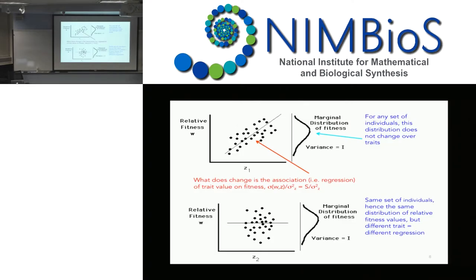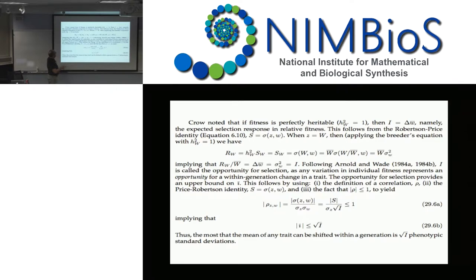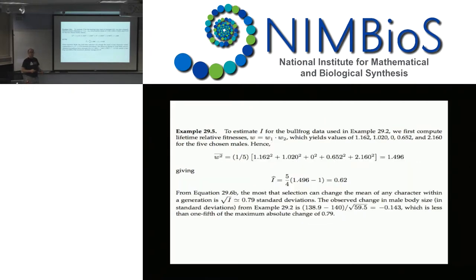So one more thing, and I'll see, oh, yeah, question? Opportunity for selection on fitness? Sure, so basically, for any trait, it bounds it. So the most fitness can change, that's Crow's definition. So the most fitness can change if the heritability is one, the most relative fitness can change in any generation. And that's the bound that gives it. Yeah. So any character, and fitness is a character. Yes?